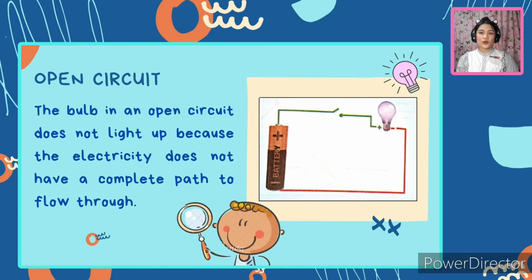Open circuit is when a bulb in an open circuit does not light up because electricity does not have a complete path to flow through. Open circuit is the opposite of the closed or complete circuit because in the open circuit, some components are not connected. In our example, the wire in the example is disconnected. That's why it is called an open circuit. And that means that the cycle is not complete, thus it did not light up the bulb.